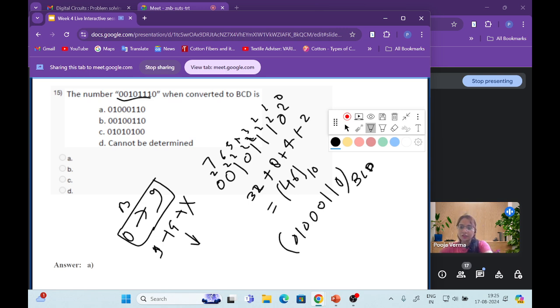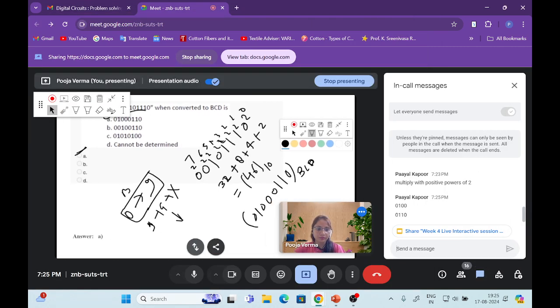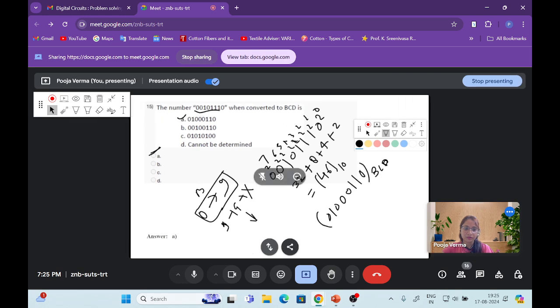BCD representation of this number. So let's say 0, 1, 0, 0. Option A is the correct answer. Okay, 0, 1, 0, 0, 0, 1, 1, 0. So the BCD representation of this number is 0, 1, 0, 0, 0, 1, 1, 0. Okay, you're correct.